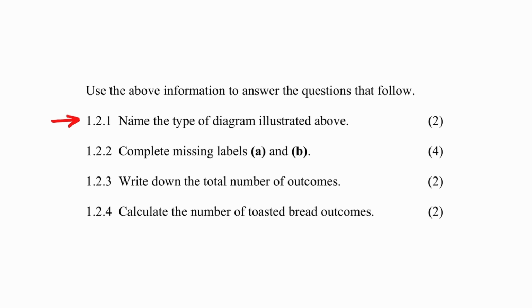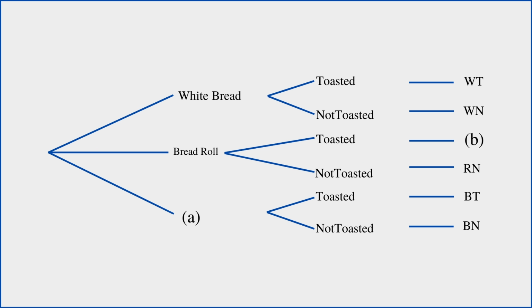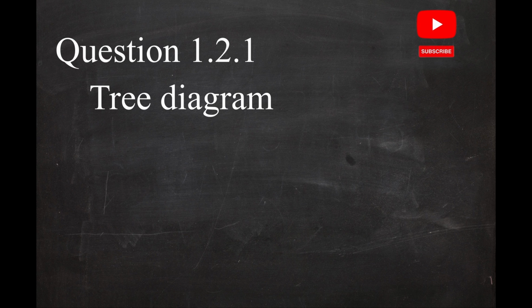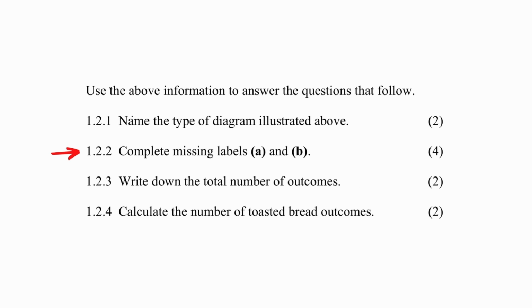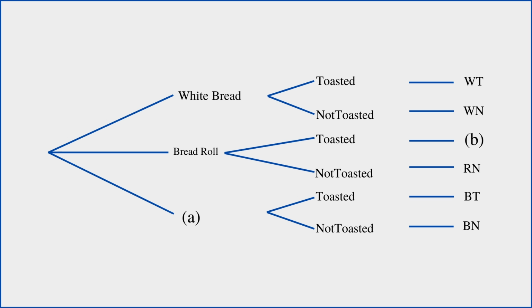In question 1.2.1, you are asked to name the type of diagram that is illustrated here. This type of diagram is known as a tree diagram. In question 1.2.2, you are instructed to find the missing labels A and B. A is brown bread and B is RT, which is a toasted bread roll.